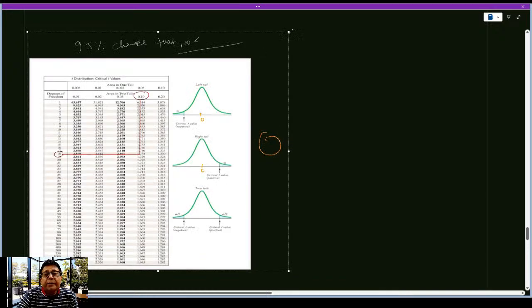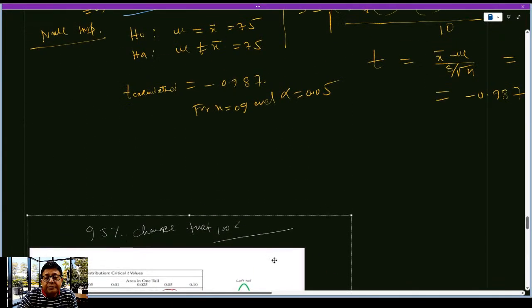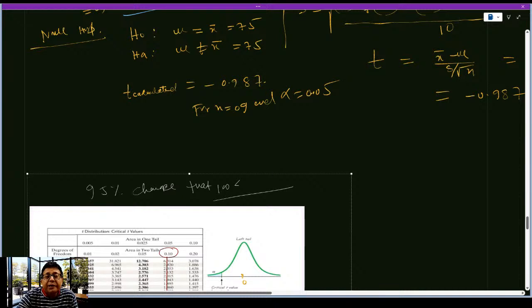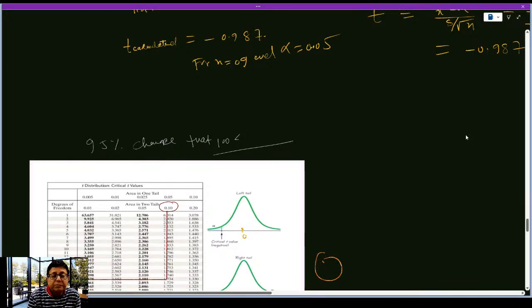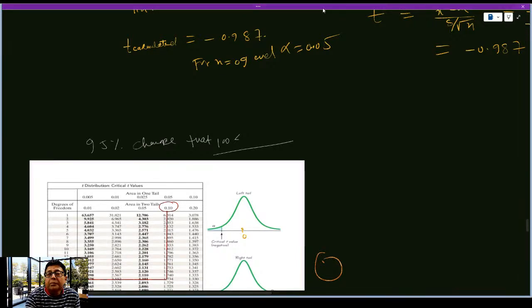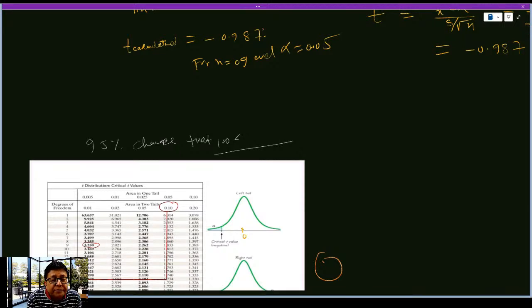Yeah, this is the table where you will get the tabular value of t. How do you get it? With n is 9 and alpha 0.05.